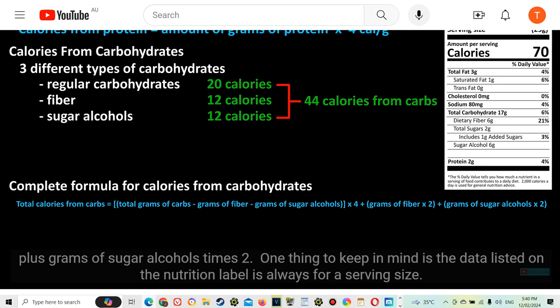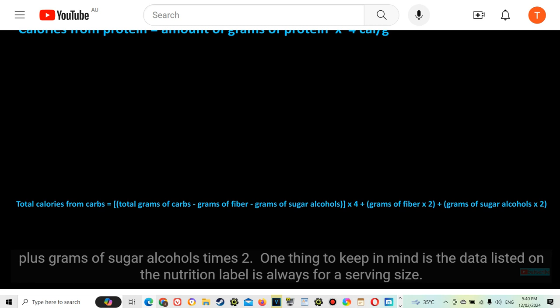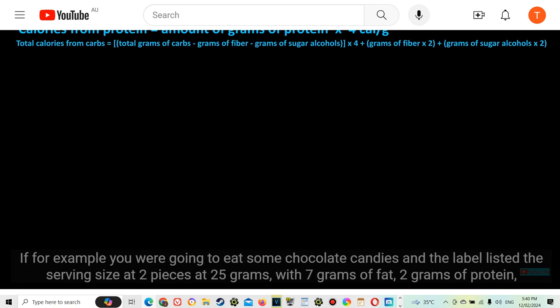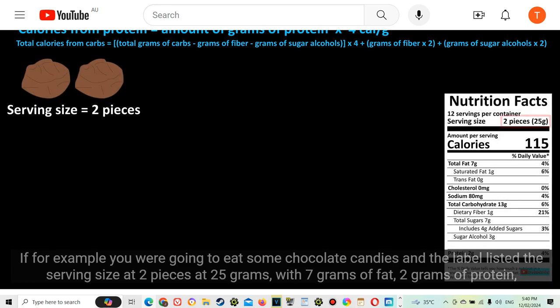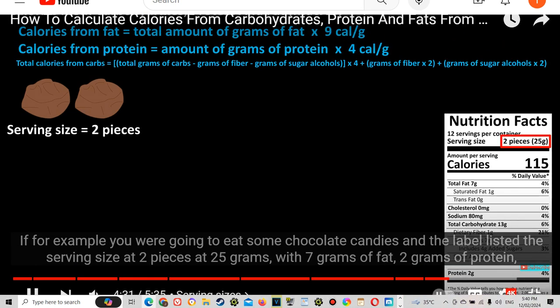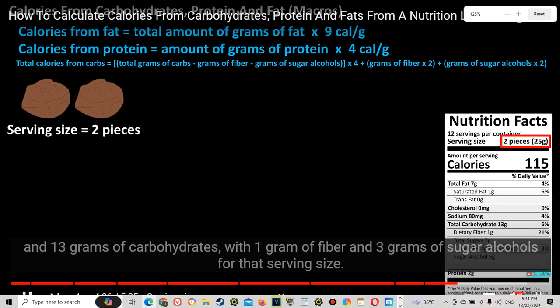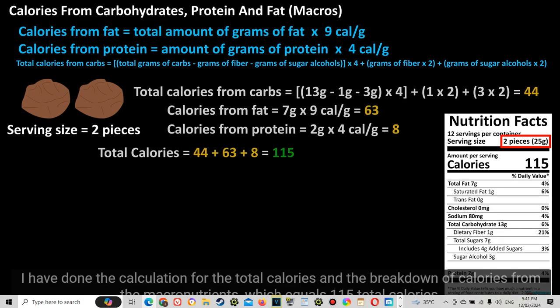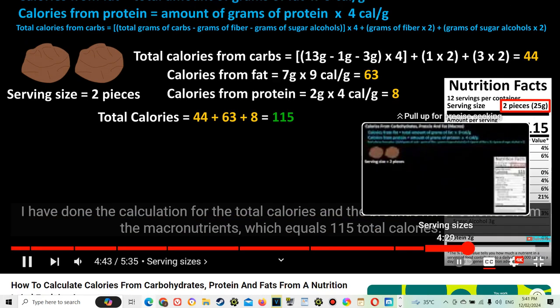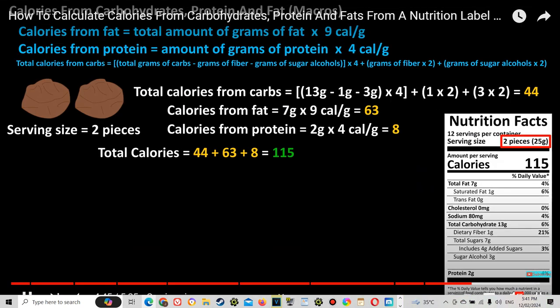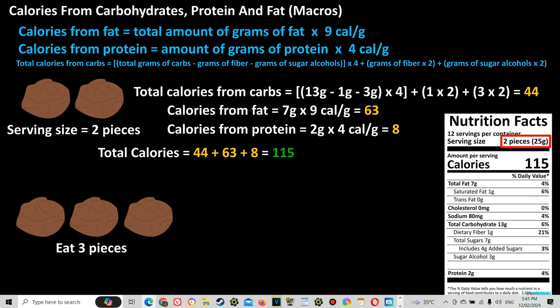One thing to keep in mind is the data listed on the nutrition label is always for a serving size. If, for example, you're going to eat some chocolate candies, and the label listed the serving size at 2 pieces at 25 grams with 7 grams of fat, 2 grams of protein, and 13 grams of carbohydrates, with 1 gram of fiber and 3 grams of sugar alcohols for that serving size, I've done the calculation for the total calories and the breakdown of calories from the macronutrients, which equals 115 total calories. If you ate 3 pieces, you would have to adjust for that.